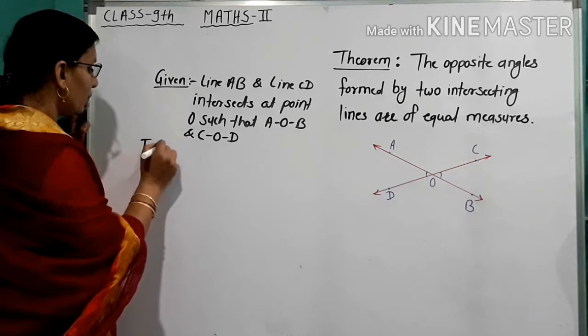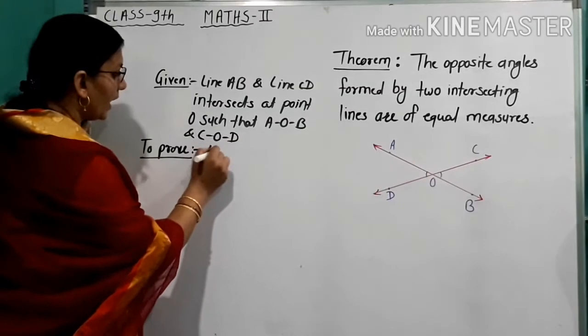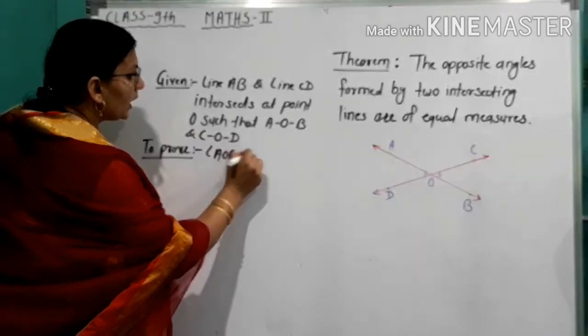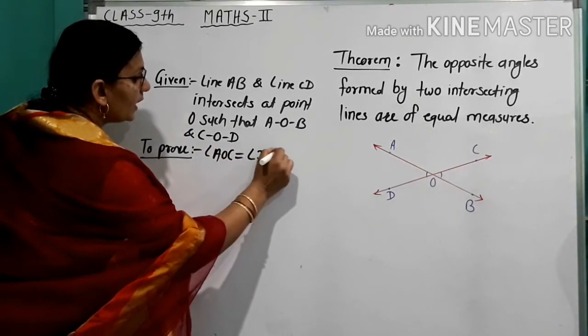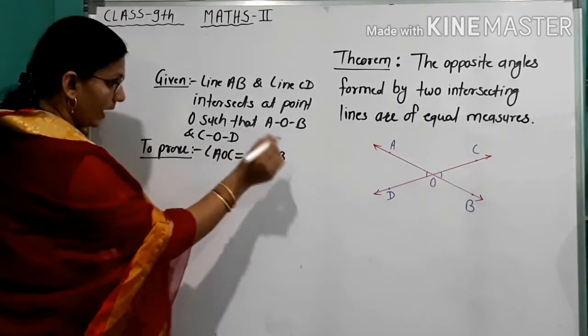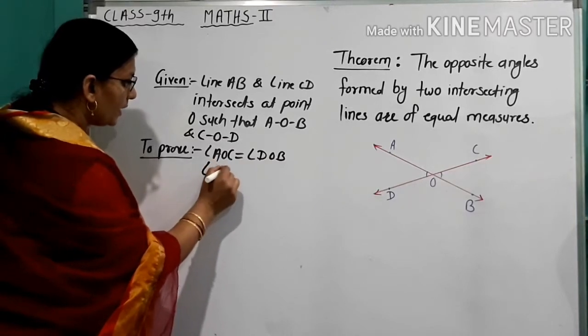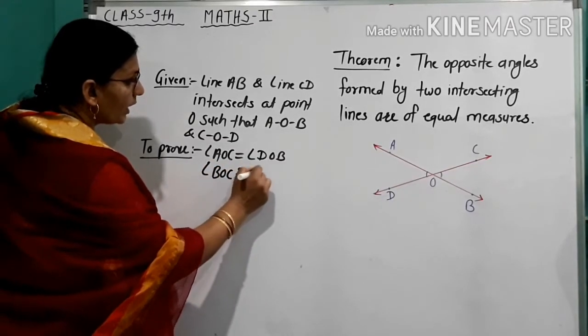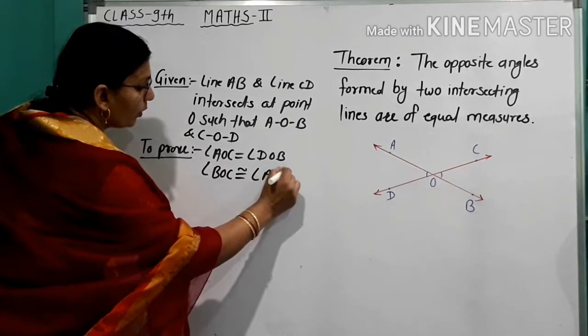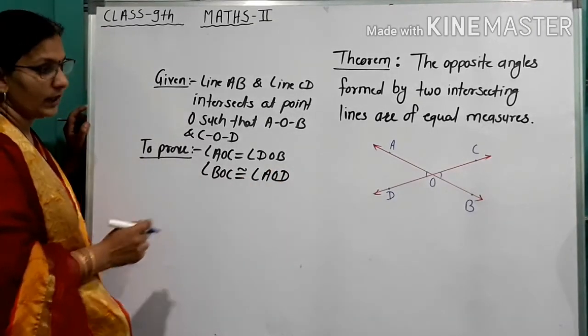Means to prove: here angle AOC equals angle DOB, and another pair is angle BOC equals angle AOD.